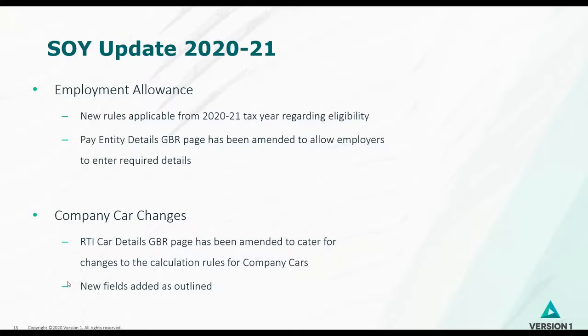So I'm going to move forward with this. The first couple of items I just wanted to give you a quick précis on would be, first of all, the employment allowance. There are new rules applicable from the 2021 tax year regarding eligibility and what the organisation needs to do to make sure that they are eligible, and secondly, can set the system up to make sure that they can actually put that information through.